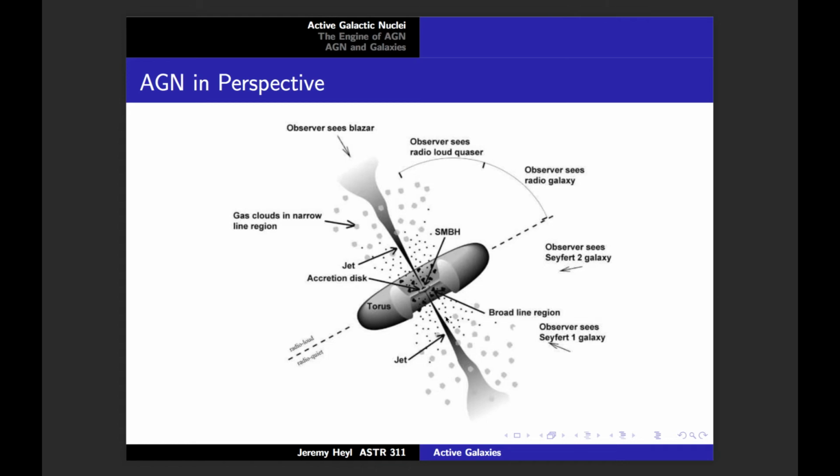Okay? If we actually happen to be looking straight down the jet, we see something called a blazar, which means that the radiation is so much dominated by the black hole that we see no evidence of there being stars in the galaxy at all, believe it or not, in the case of those.